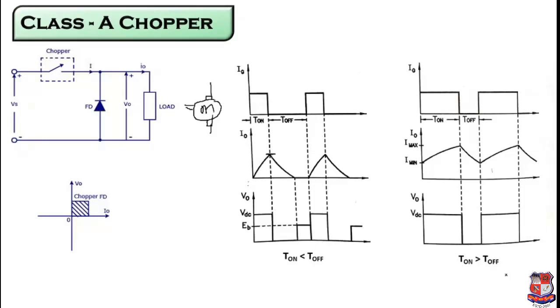Similarly, for T on greater than T off, what will happen? Because T on is greater than T off, current is never reaching 0. As a result, there will be no condition of back EMF. Till the time you are giving the on pulse, you will get output voltage. Again it will decrease to some minimum value, and again you turn on the switch. So you are not making the current 0, so it will always be operating in CCM mode, and over here this was operating in DCM mode, discontinuous mode. So this is the class A chopper.